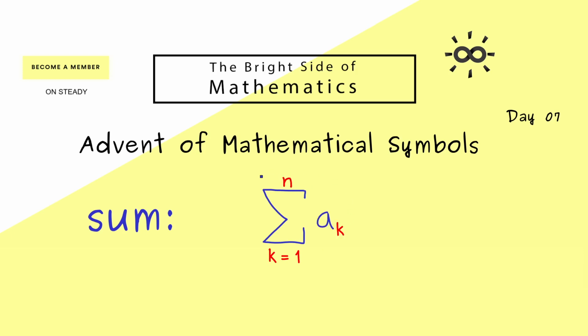This means if this is the sum of the numbers a_k, then we get a_1 plus a_2 plus a_3 plus and so on until we reach a_n. This means that we start with the index given here, then we increase it by 1, do the addition, then we increase it by 1 again, do the addition again, until we reach the value for the index given here. So this whole thing here should explain what the sum symbol means.